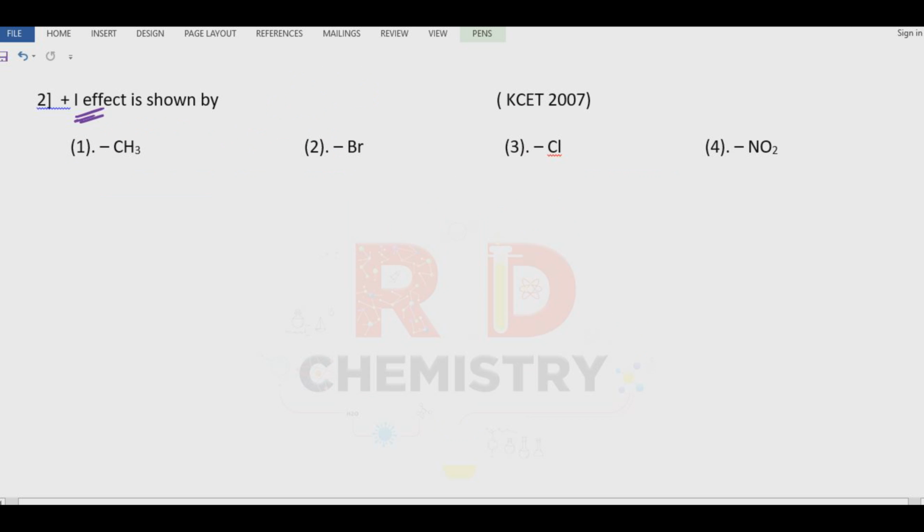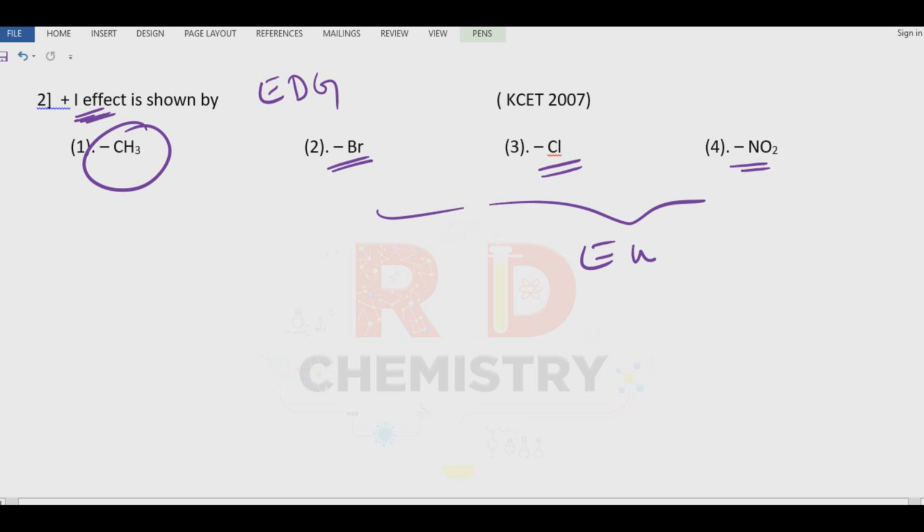Question number 2. Plus I effect is shown by. Plus I effect is an electron donating group. CH3 is an electron donating group. Bromine, chlorine and nitro groups, these three are electron withdrawing groups. So the answer is option number 1.